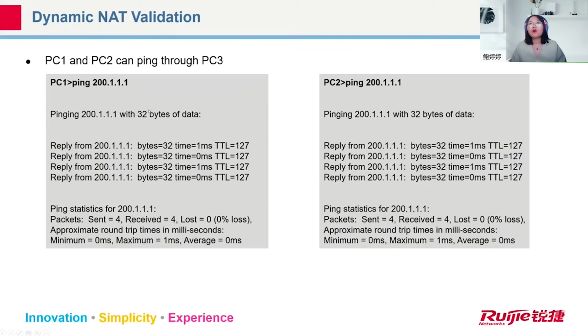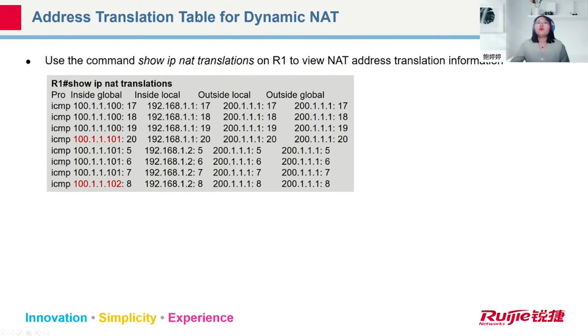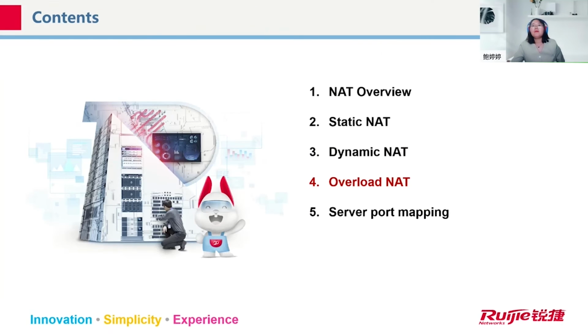After we do the configuration, PC1 and PC2 can visit the destination at the same time. But the 6th one cannot, because our address pool is not enough. And we can use the command show ip nat translation to find that these addresses have been translated for the private ones, right? With the same port number, but different inside local and inside global addresses. So this is dynamic.